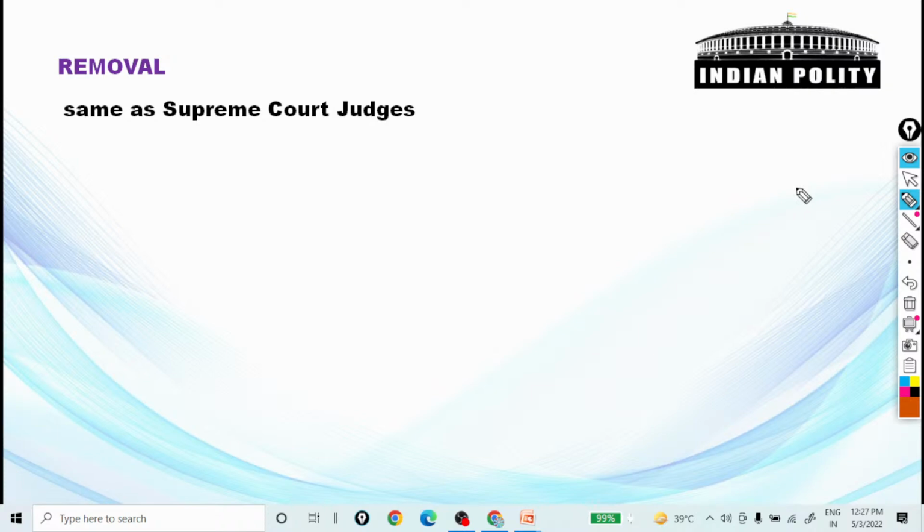We have just lightly discussed it, but we have taken a good note on that. And the removal of the judges is governed under the Judges Inquiry Act 1968, enacted by Parliament. So removal of the judges is not a judicial action, rather it is an executive and legislative action. It is a difficult and cumbersome procedure to remove a judge, and hence no judge has so far been removed.